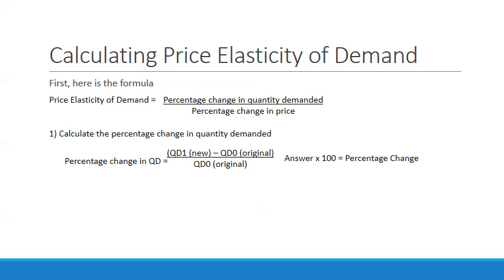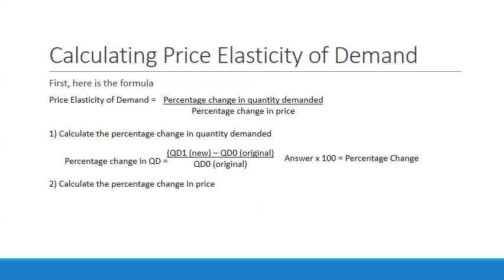Now here's what you'll need to remember. The way we did this is always with an increase in price. So this number will come out negative, but we're going to ignore the negative sign, and we're only going to focus on the percentage change, which is 20. But we know that would mean that quantity demanded fell 20%.